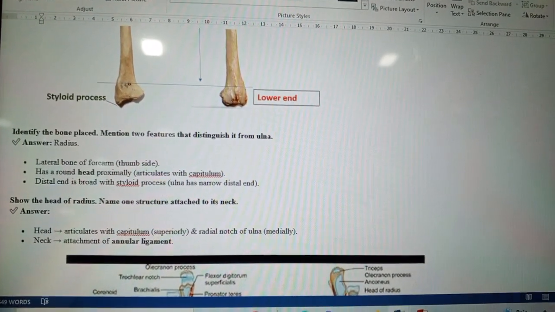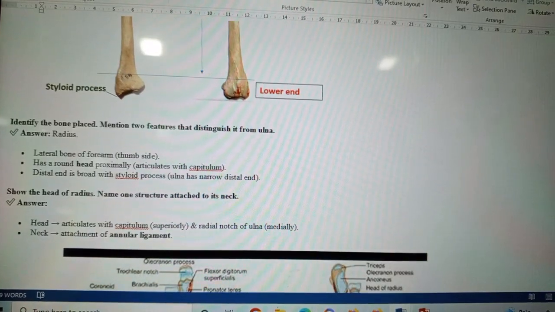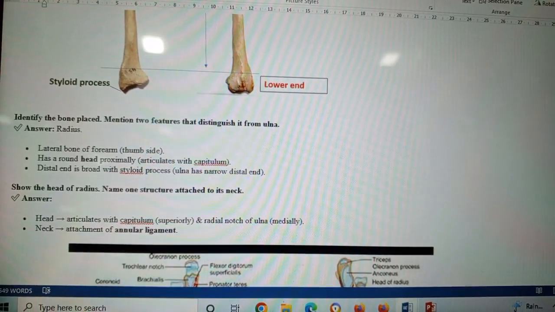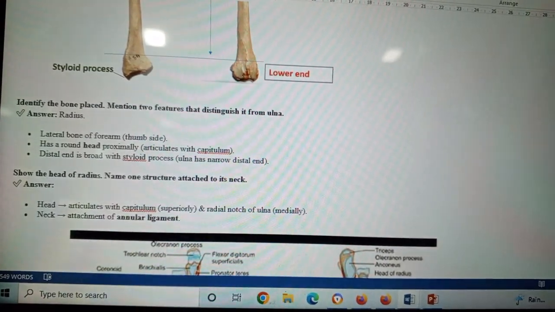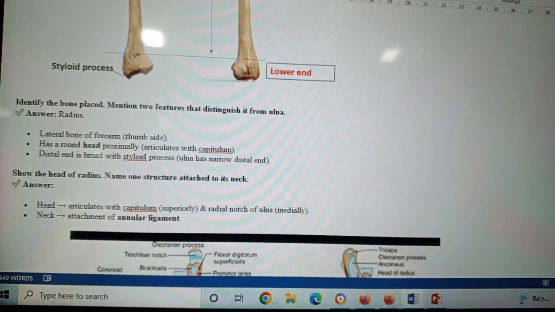Okay, now the given bone was the radius, the lateral bone of the forearm. It is present on the thumb side. It has a head and a neck, and the distal end is broad with the styloid process. The ulna has a narrow distal end.